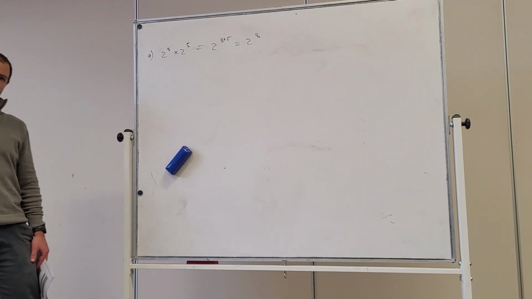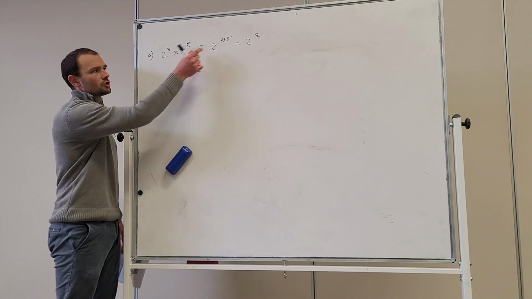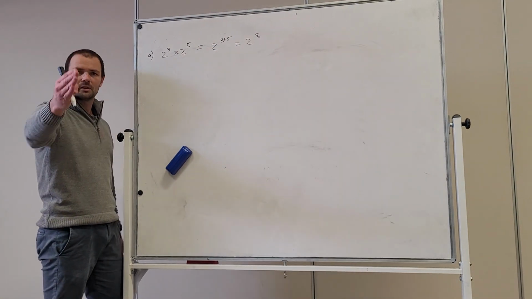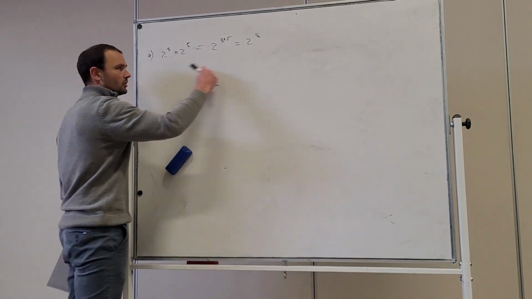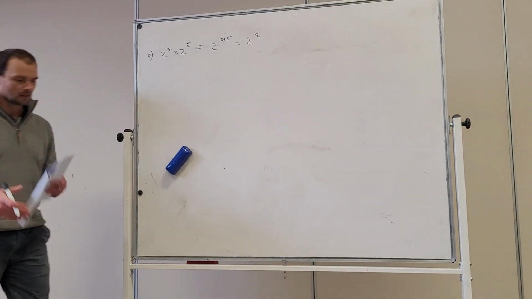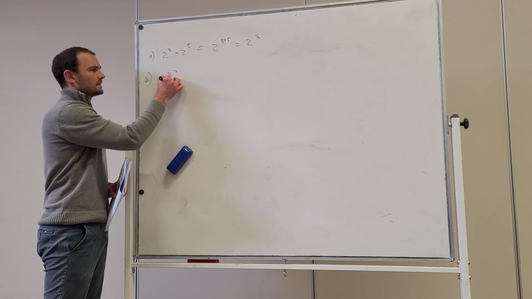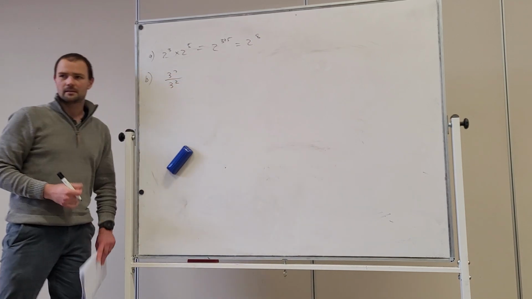Now when I'm doing these kind of questions, I will show that intermediary step. Completely unnecessary. When you're doing it in a test situation or in your workbook, you just go straight to the 2 to the 8. Okay, on to B, we have 3 to the power of 7 divided by 3 to the power of 2.